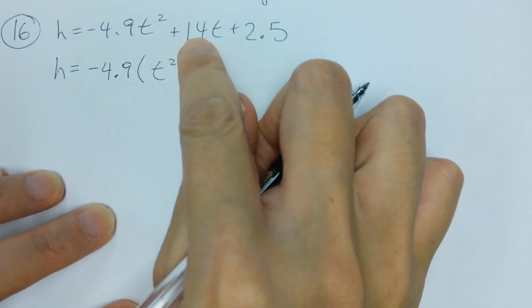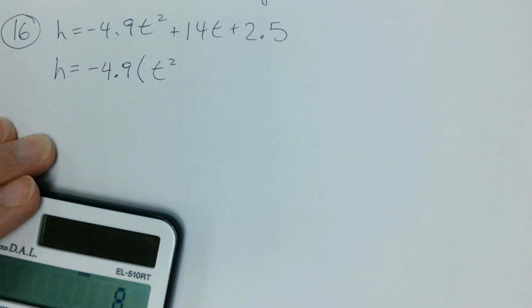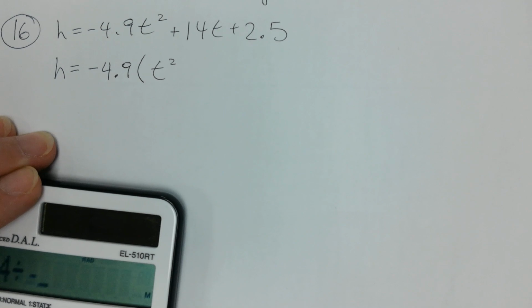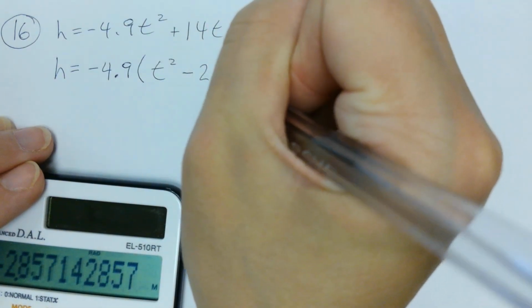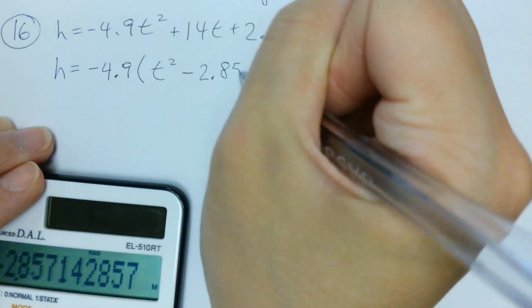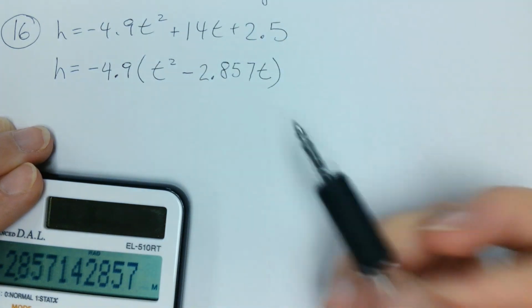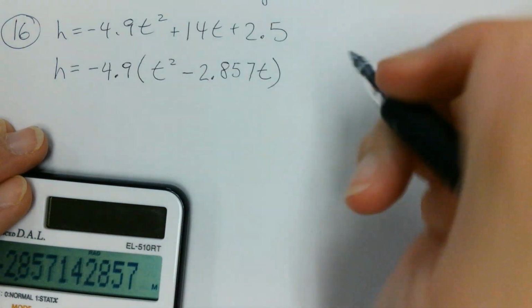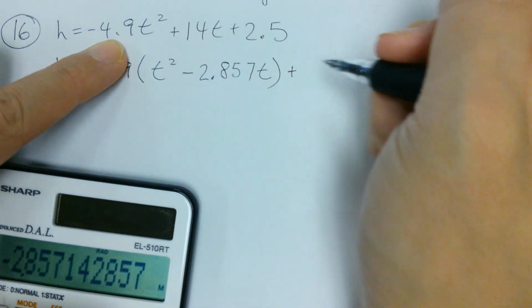So even though I have a nice number 14 right here, I do have to factor that out. So 14 divided by negative 4.9 gives you negative 2.857. It looks really weird, but that's part of the steps. That's what you have to do. I divided 14 by negative 4.9.